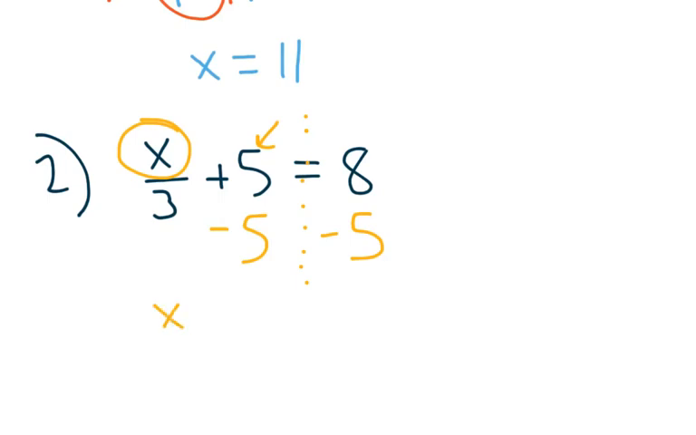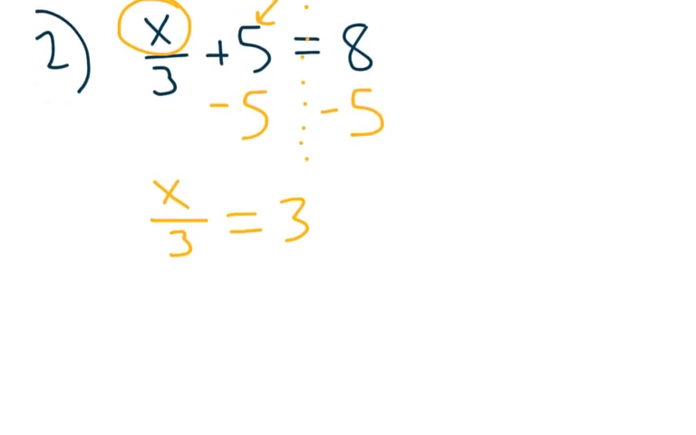Now I have x over 3 equals 3. Now here's where you need to be careful. Some people are going to see this and maybe think the answer is 1, but that's not the case. I'm going to have to ask myself, what's actually happening here to x? And my x is being divided by 3. So if I want to undo that, I'm going to multiply both sides by 3.